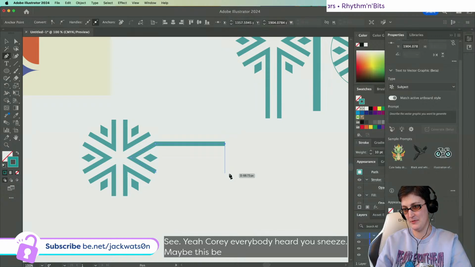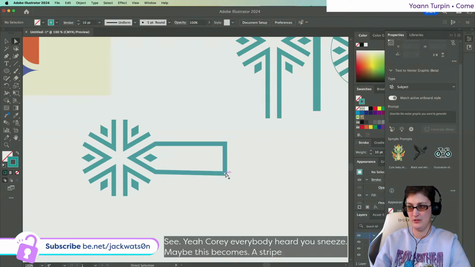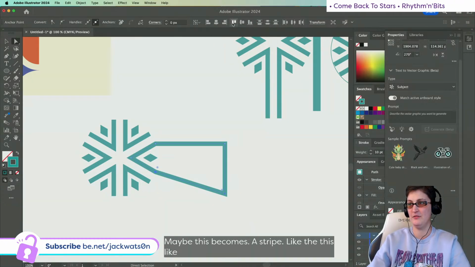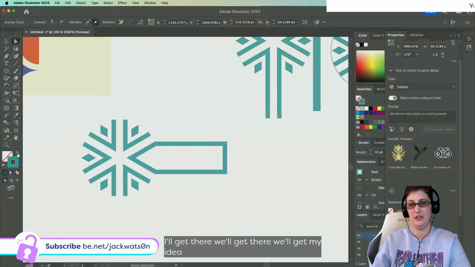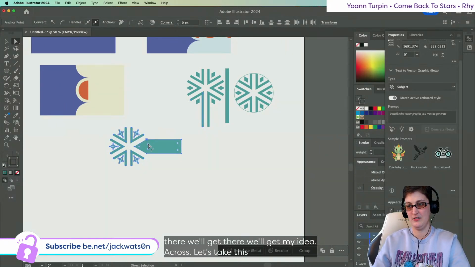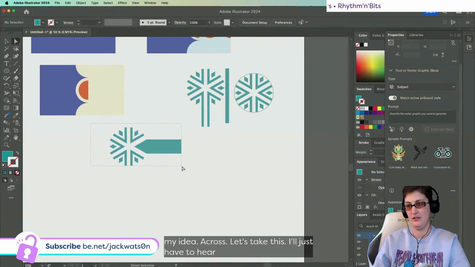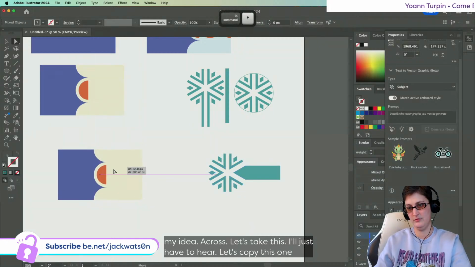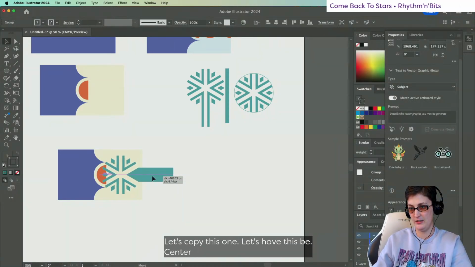Maybe this becomes a stripe. Like this bleeds off. Here. I'll get there. We'll get my idea across. Let's take this concept here. Let's copy this one. Let's have this be the center here.